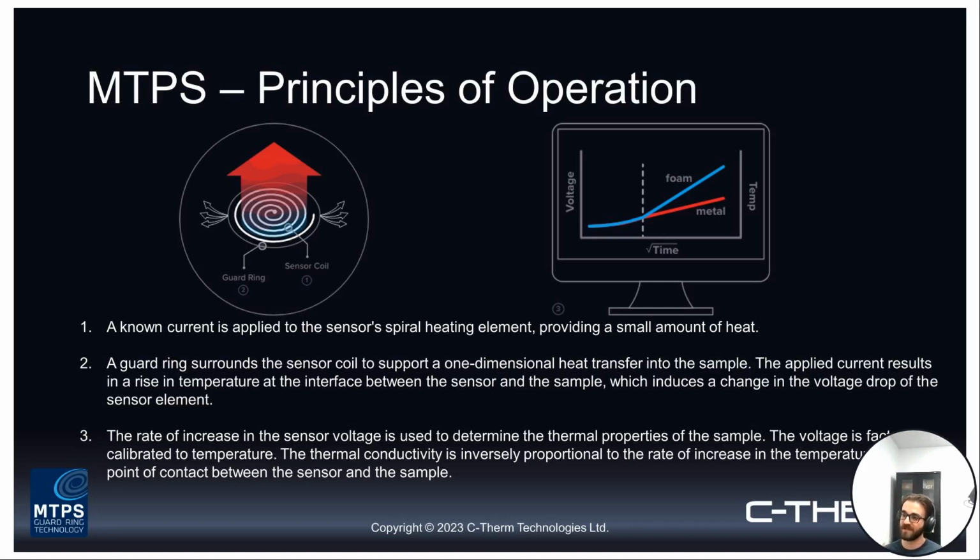So from what the sensor is detecting over that active area, all that heat can be viewed as traveling normal from the sensor surface into your test sample. And effectively what that means for you as a user, if you're setting your sample up for a measurement, is that the MTPS will always provide you with a directionally dependent measurement.